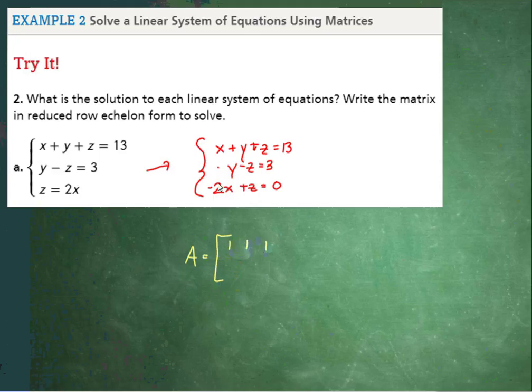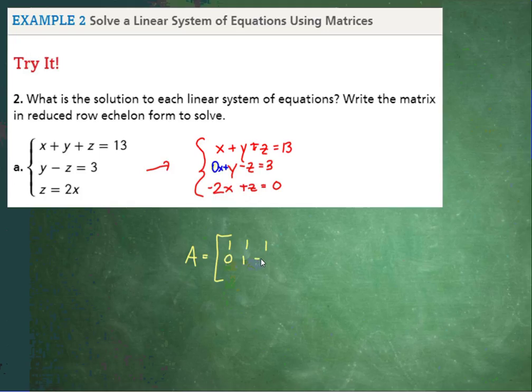Now here's the problem. There is no x here, but I can't just say 1, 1. Remember, you have to have a placeholder for that x. In this column, this is like saying 0. I could actually do this. This is like having 0x plus y. So we have to have that placeholder. And that's the catch to this one. 0 goes here, and then 1, and then negative 1.